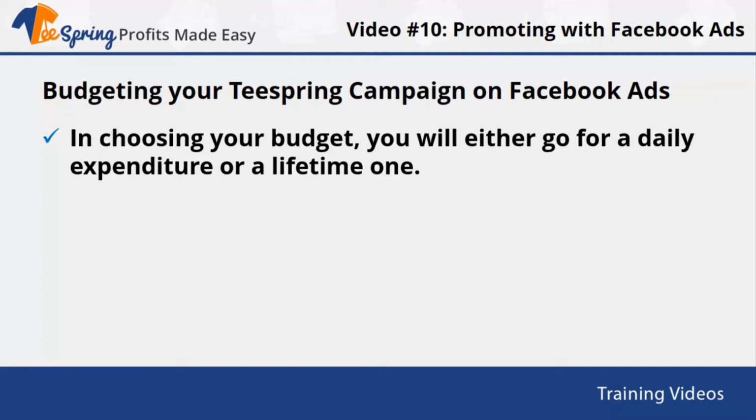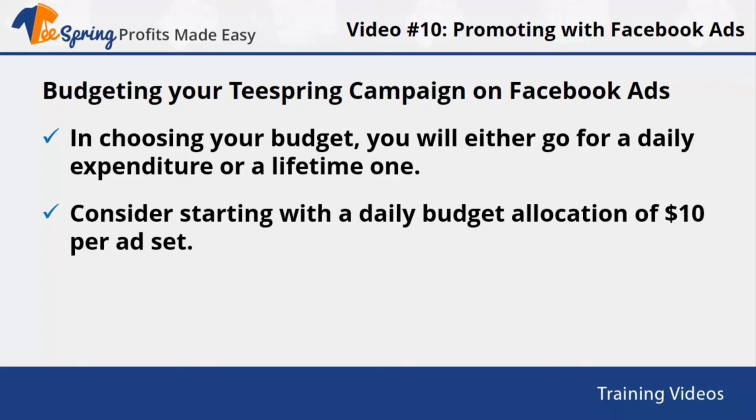allocation is completed. If you are promoting your Teespring campaign for the first time on Facebook, consider starting with a daily budget allocation of $10 per ad set. Thus, if you are running 2 ad sets each day, your budget will be $20. Nonetheless, you can raise or lower the budget depending on what serves you best. You could try your preferred daily budgetary allocation and consider it a test for future ad sets.